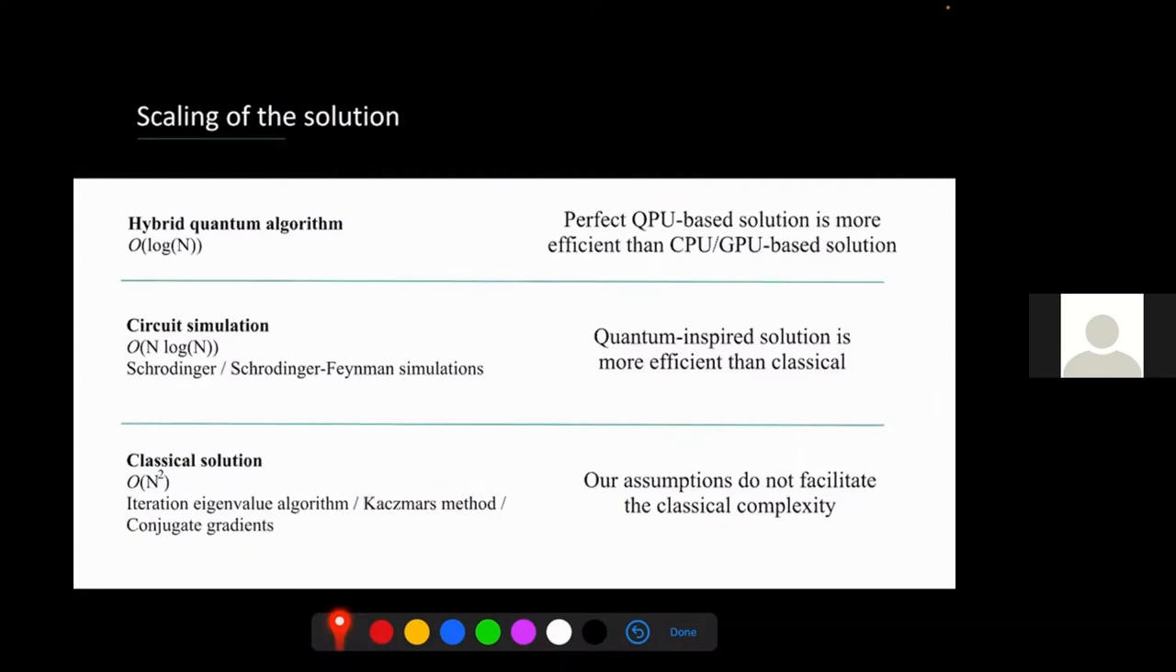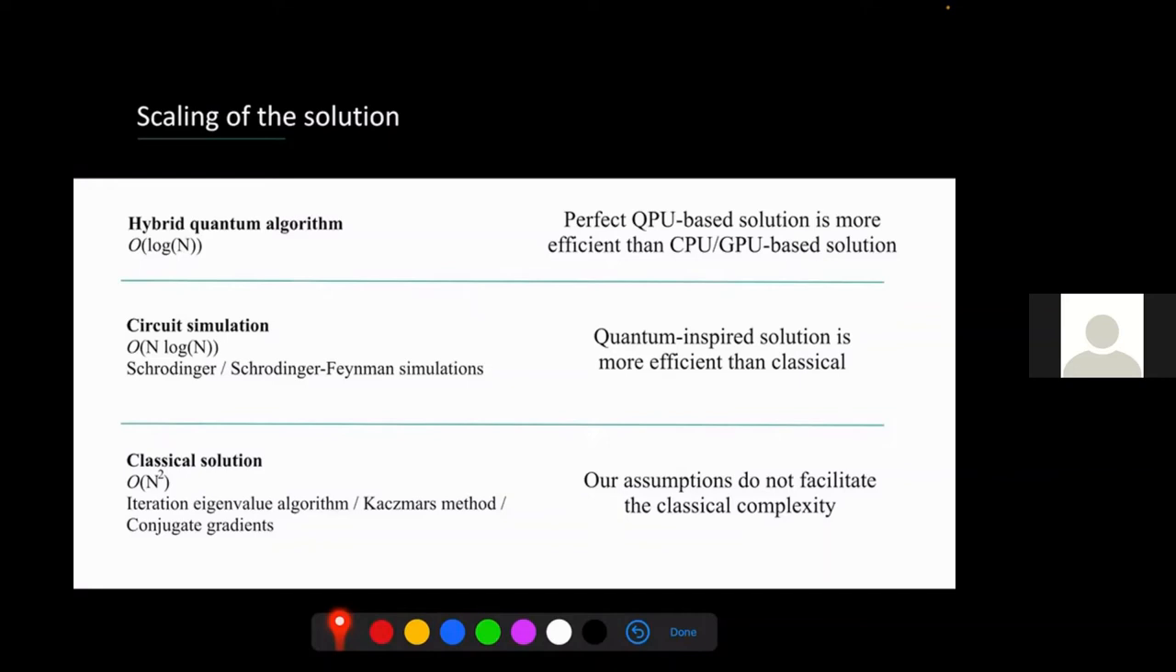Let's take a look at what we observe here. Of course, the quantum algorithm with this hybrid simplification of the circuit gives you logarithmic scaling in the size of the system, and a fault-tolerant quantum computer is far more efficient than a classical computer. However, if you want to solve this problem on a classical device, the most efficient way is to do circuit emulation using Schrödinger-Feynman simulation, the same way as Google compared the quantum solution to classical ones. And here is this linear scaling with the solution. What is interesting is that this is more efficient than a purely classical solution, something like Chasmos methods, conjugate gradients and so on, which actually gives quadratic scaling.